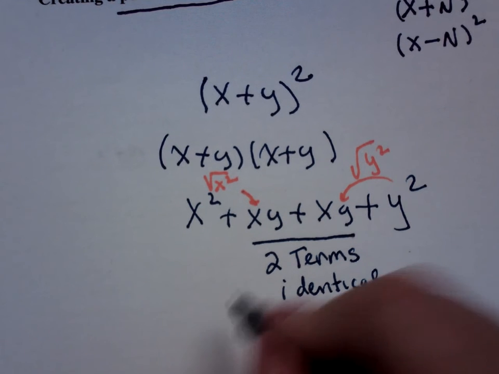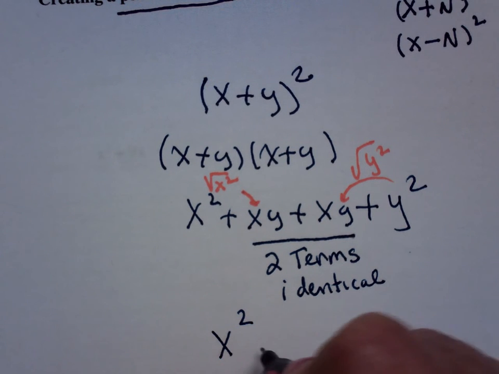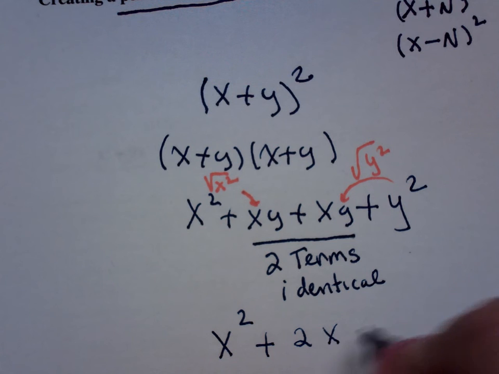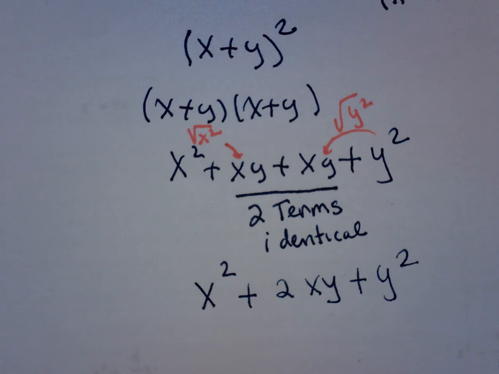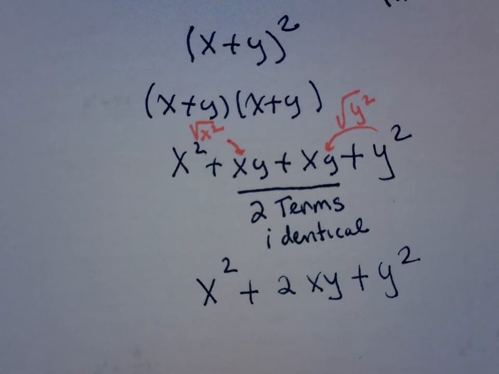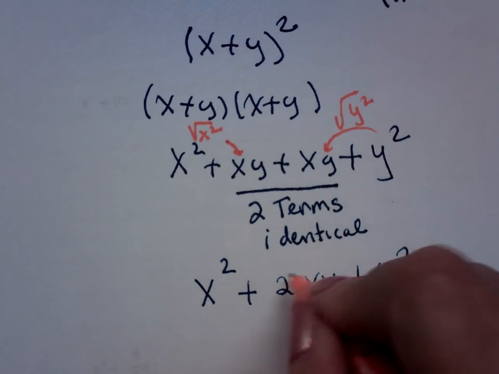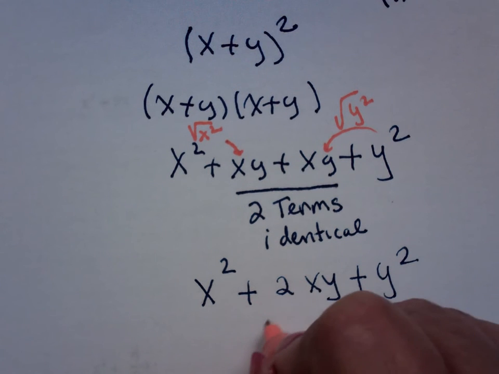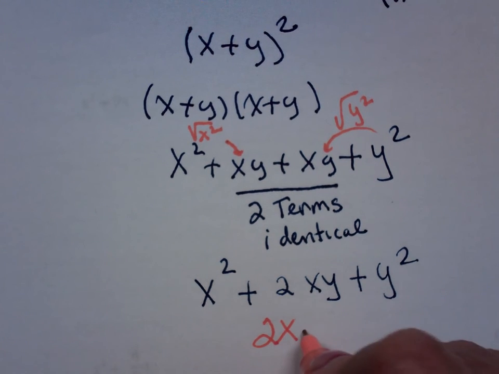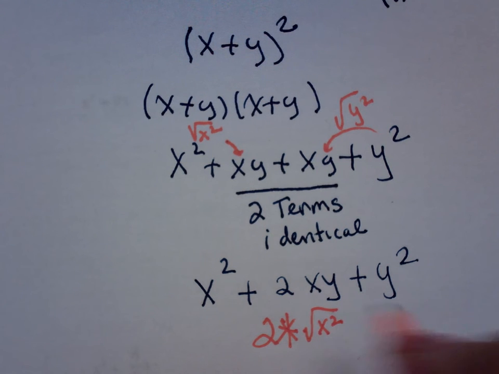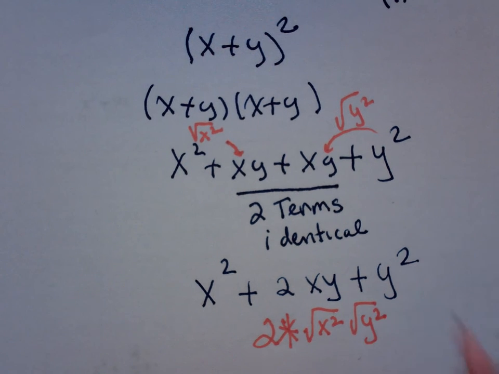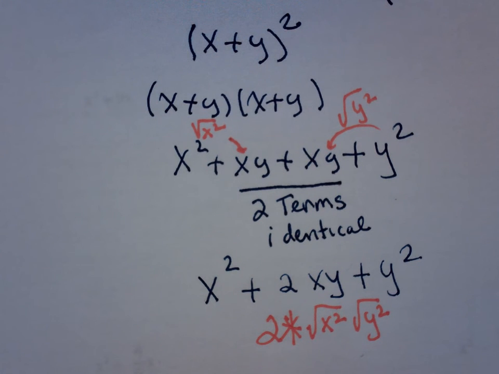So if I combine like terms, it's x squared plus 2xy plus y squared. Now the key is this. This is double. So it's 2 times the square root of x squared, the square root of y squared. So it's double what I'm looking for.